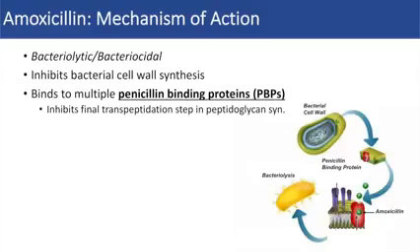Now again, amoxicillin binds to these penicillin binding proteins, and these penicillin binding proteins are critically important for the cross-linking of peptidoglycan, and specifically the final transpeptidation step. So when amoxicillin is bound to penicillin binding proteins, the peptidoglycan is unable to cross-link, which means that the bacterial cell wall is dysfunctional, and the bacteria would not be able to withstand any changes in osmotic pressure or any other stressors, which would lead to bacteriolysis, or the death of the bacteria.